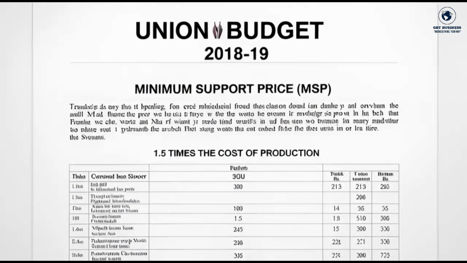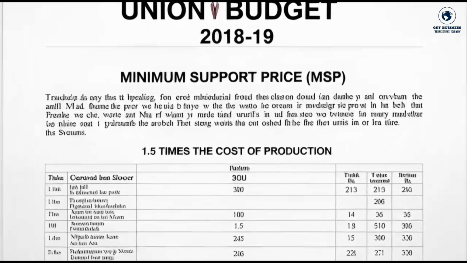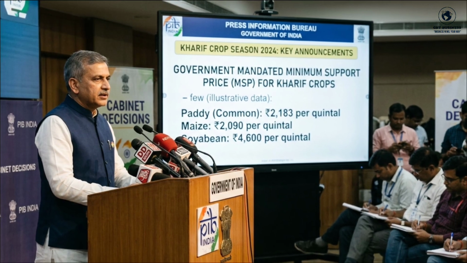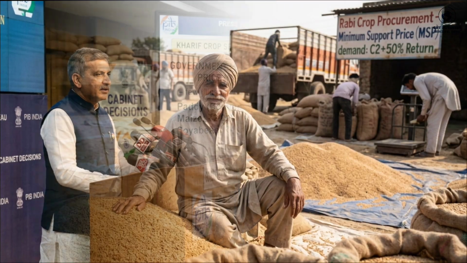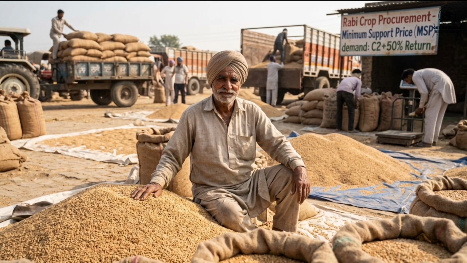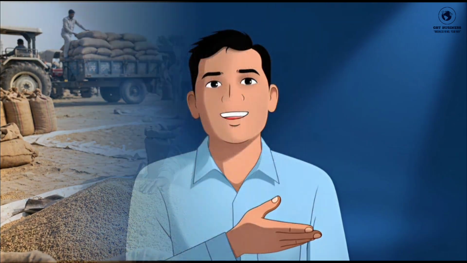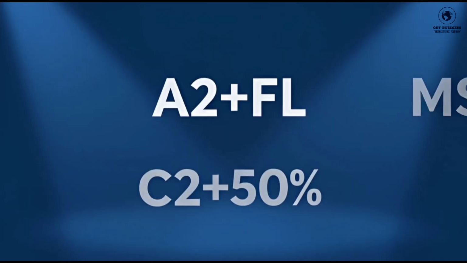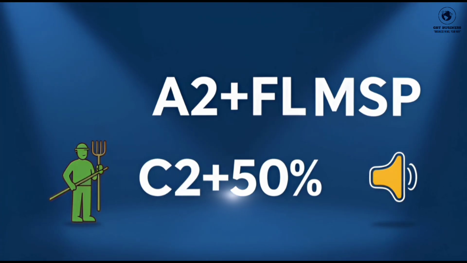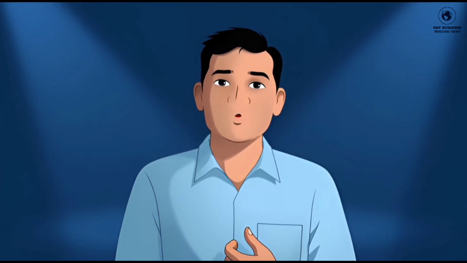The government's current approach is different. In the Union Budget of 2018-19, the government announced the principle that MSP would be kept at least 1.5 times the cost of production. According to the PIB, the government has spoken about keeping the MSP of mandated Kharif, Rabi and other commercial crops at a return of at least 50% over the production cost. But a major point in the policy debate is that this calculation is generally considered to be based on A2 plus FL cost, while farmer organizations want C2 plus 50%.